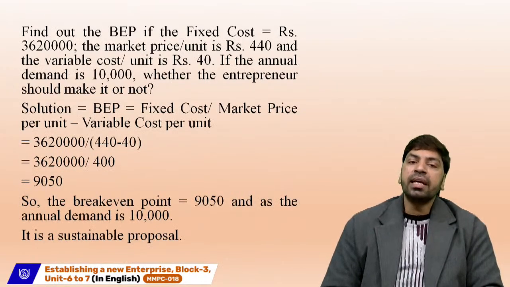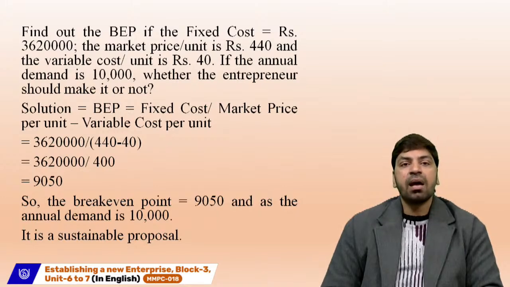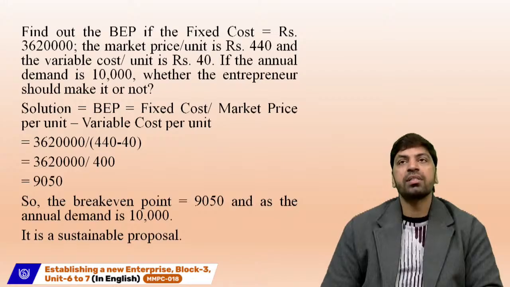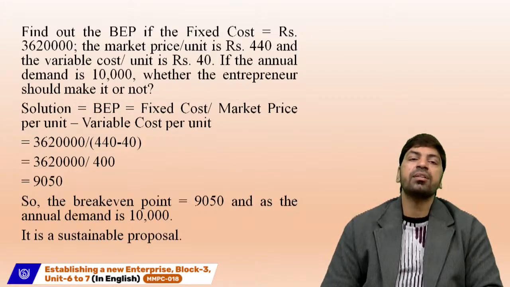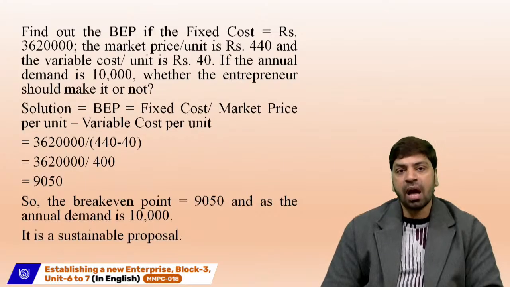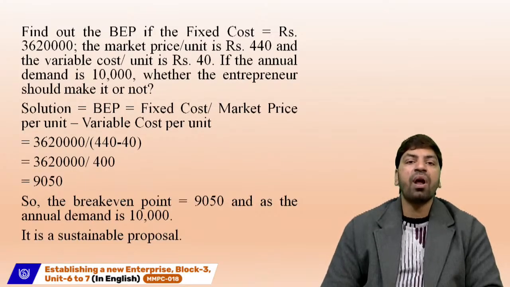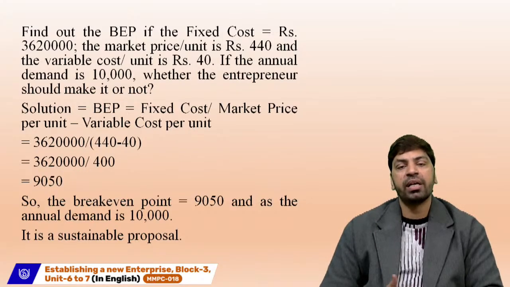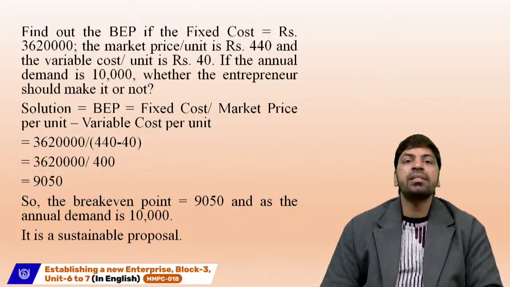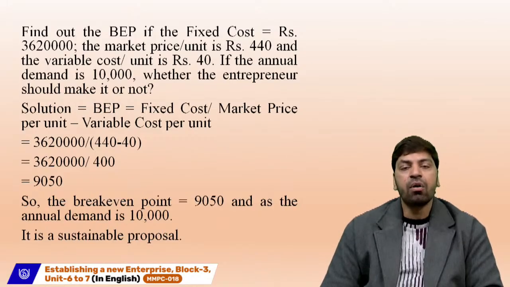So let's take a small numerical example. Find out the break-even point if the fixed cost is rupees 36 lakhs 20,000, the market price per unit is rupees 440, and the variable cost per unit is rupees 40. If the annual demand is 10,000, should the entrepreneur make it or not?